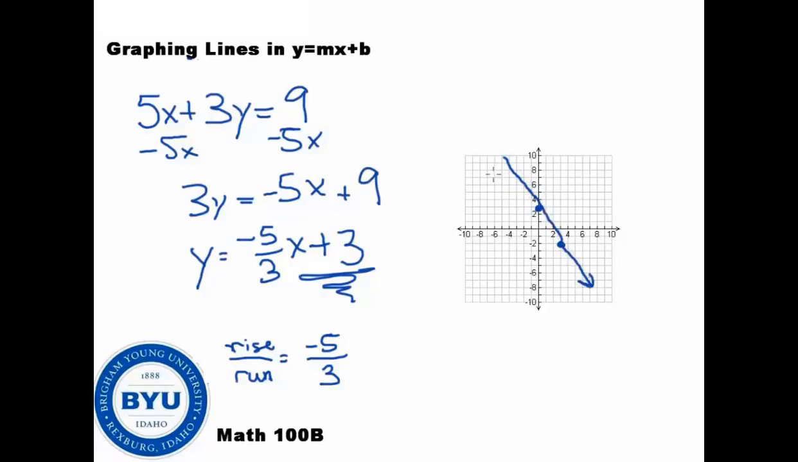I still kind of missed. Okay, but you guys get the idea. So if a line is not in y equals mx plus b form, make sure to solve it for y, and then graph it. Let's have you guys try 3 more.